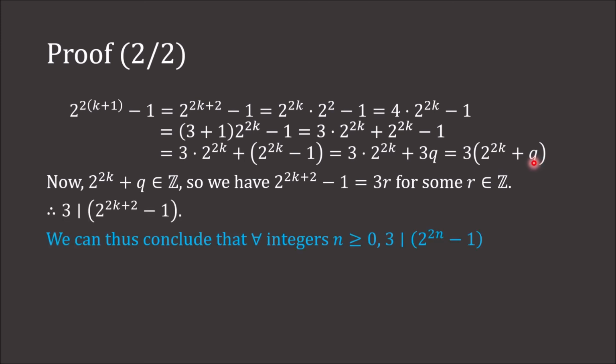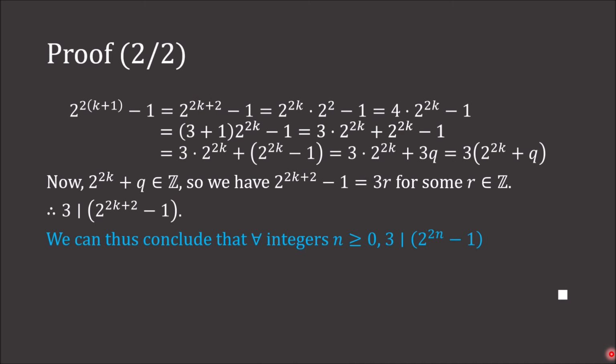So 3 divides 2^(2k+2) minus 1, and we can thus conclude by induction that for all integers n greater than or equal to 0, 3 divides 2^(2n) minus 1. And so the proof is complete.